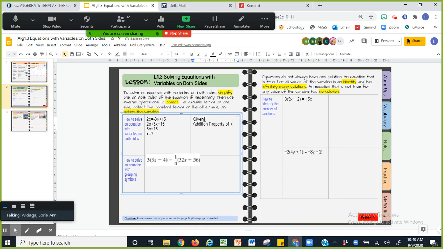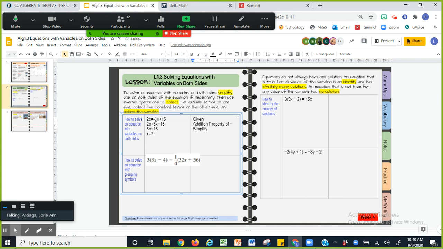And then we added the 2x and the 3x, so that's simplify only. Now, why is it simplify only? Because we only did it on one side. We only added the 2x and the 3x, right? But the addition property of equality, that should be equal sign, not plus.